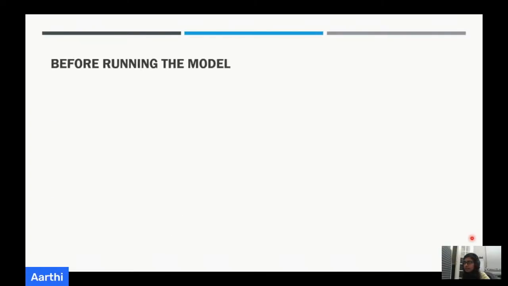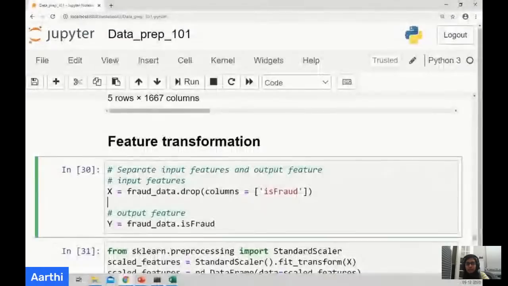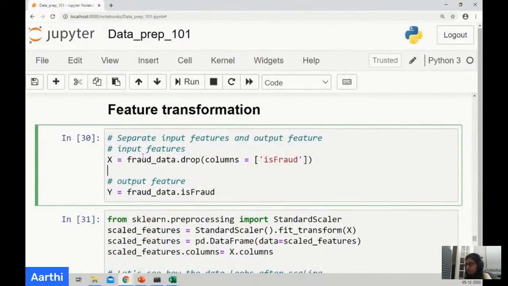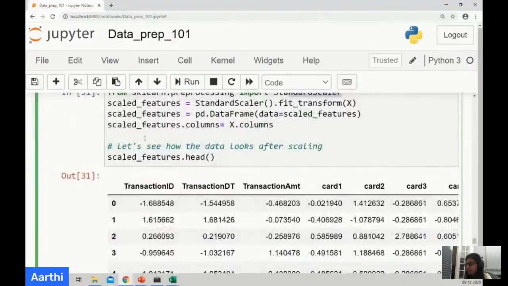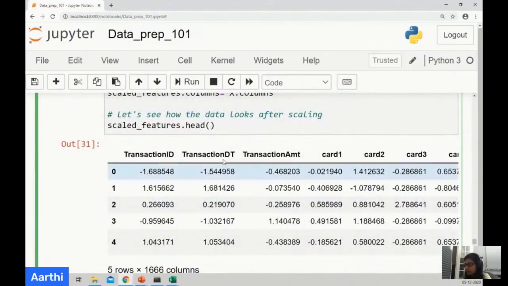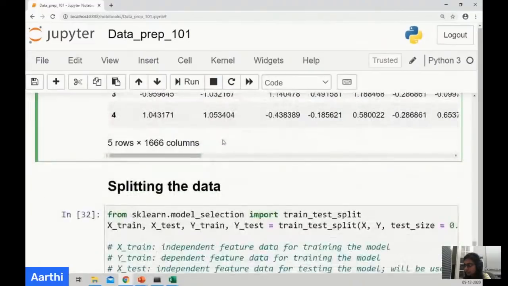Again, another thing is, before running the model, we need to split the input and target variable. So going back to this, here what we are doing is we are separating the input features. X is our input field. We take everything except the is fraud column, because that's the target that we want to predict. And then Y is the is fraud column, the target variable that we want to predict. We are going to use standard scaler, and then scale our features, right? After doing the scaling, this is how the data looks. All the columns are scaled to be able to compare.